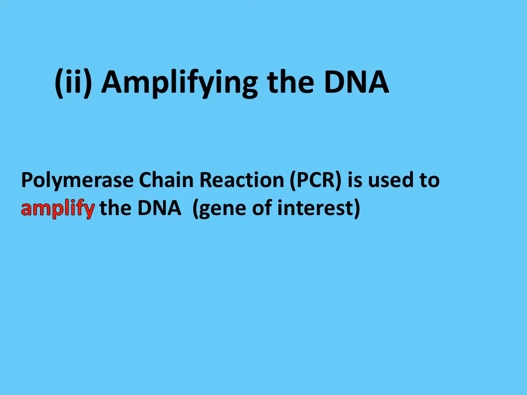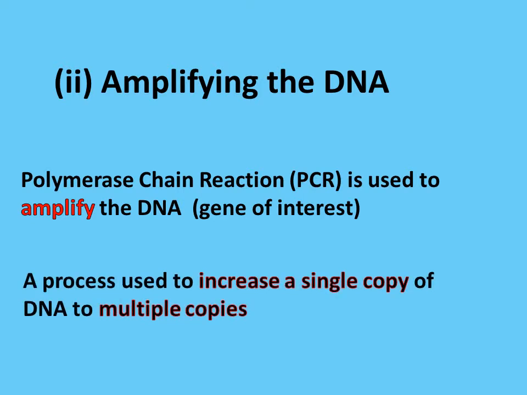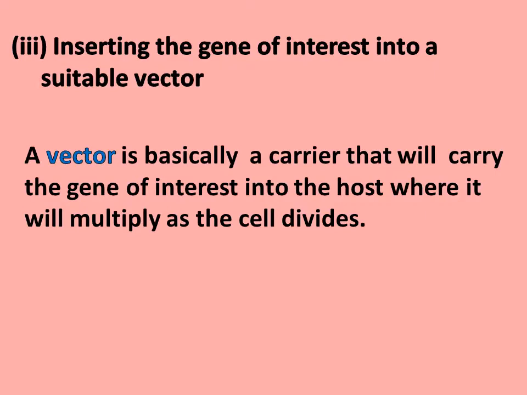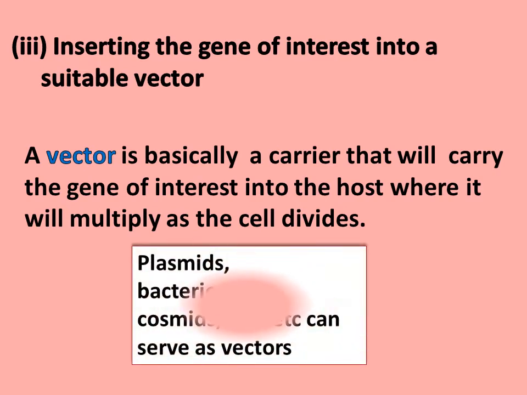Then the gene of interest has to be amplified with the help of a process which is called the polymerase chain reaction. It is used to increase a single copy of DNA to multiple copies. Then the gene of interest has to be inserted into a suitable vector. A vector is basically a carrier that will carry the gene of interest into the host, where it will multiply as the cell divides. Plasmids, bacteriophages, cosmids, BACs can all serve as vectors.